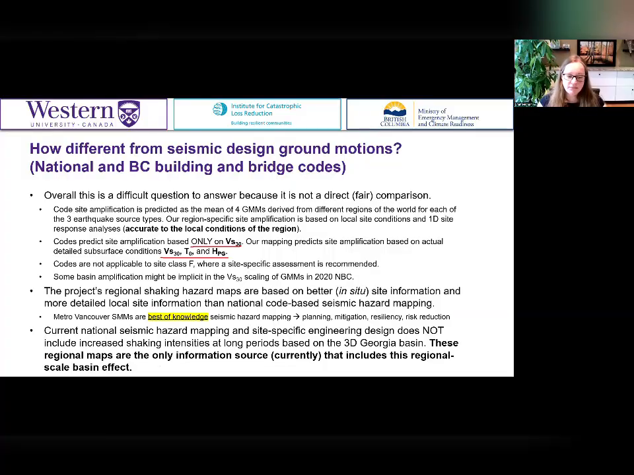Last, the national scale mapping does not have any idea about the 3-dimensional Georgia Basin. It is inherent inside of VS30, as we know, and it's okay at the eastern edge of the Fraser River Delta, but it's not enough in other places. And our maps are the only source currently that can express that information to you.